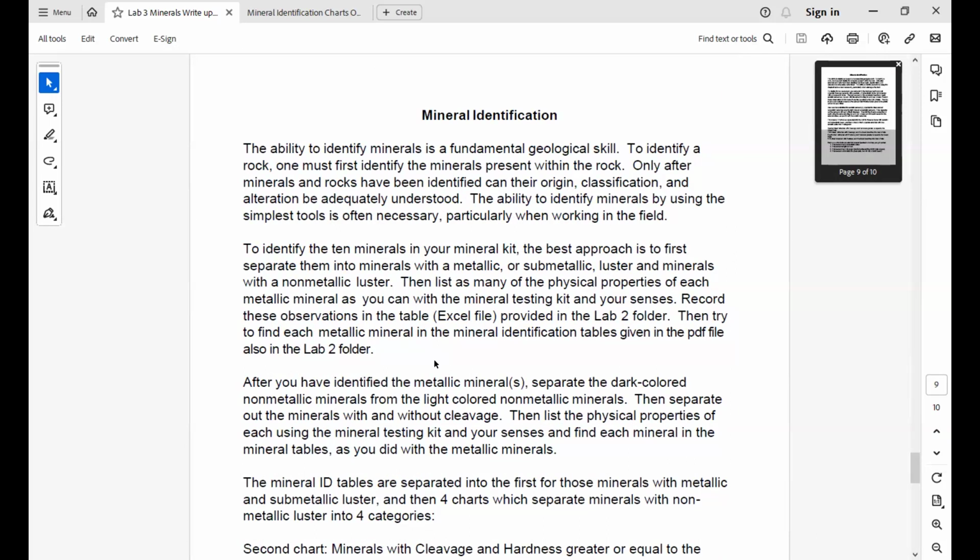Okay. So the first thing you should do, when you look at each of the minerals, is to determine: is it metallic, submetallic, or non-metallic? Okay. And then list as many of the physical properties of each metallic mineral and all the rest of them that you can observe with your mineral testing kit and your senses. And you record all these observations in the Excel file, which I'll show you next. And that Excel file is something you're going to have to upload into Moodle.